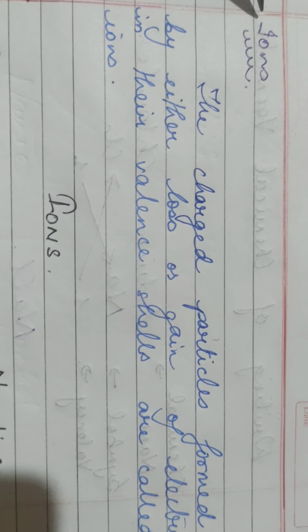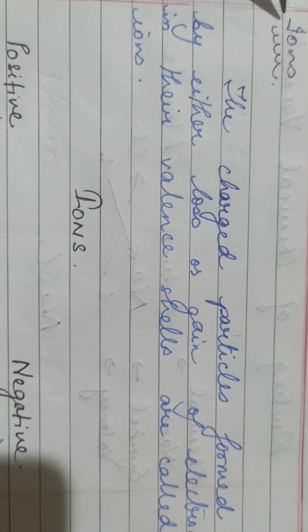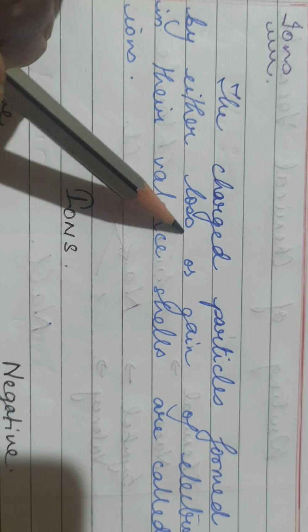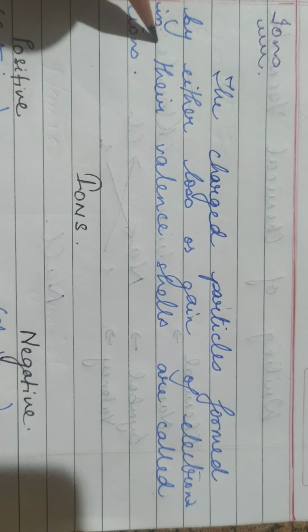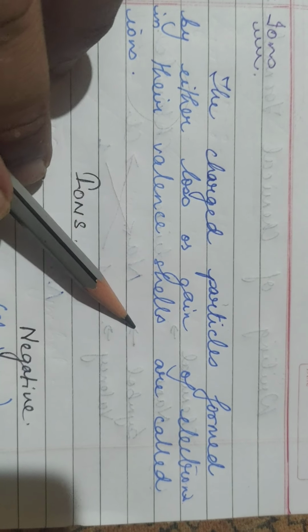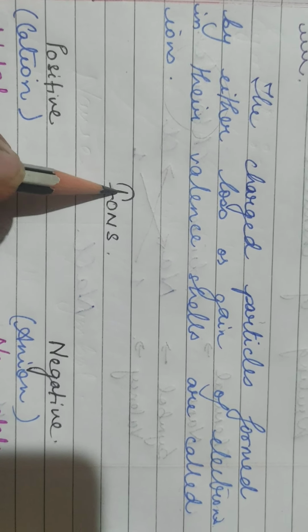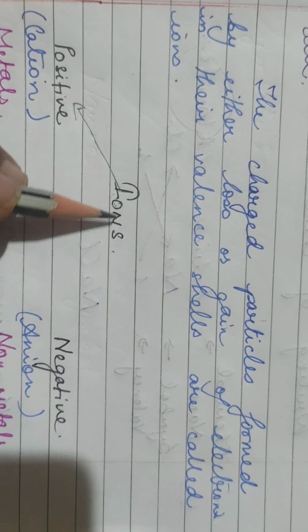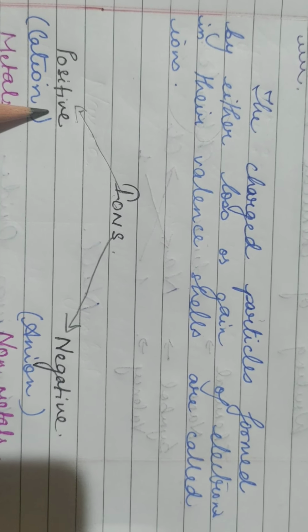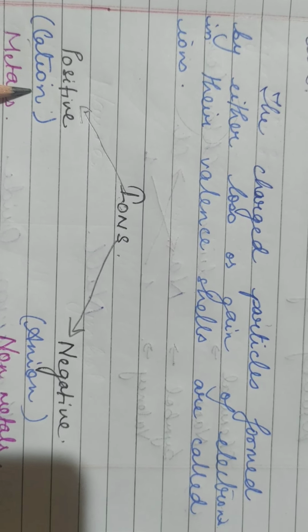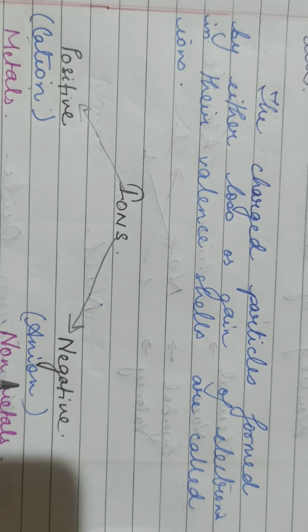Another interesting term that we come across in the case of chemicals is ions. Now, what are ions? These are the charged particles formed by either loss or gain of electrons from the element's valence shell. Ions can be of two types. It can be a positive ion, it can be a negative ion. A positive ion is always called a cation. A negative ion is always called an anion.